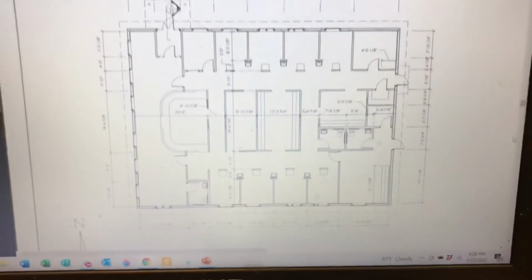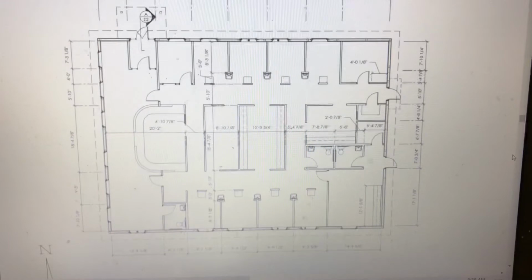So again, from a high level, here's what a standard dental office will look like.